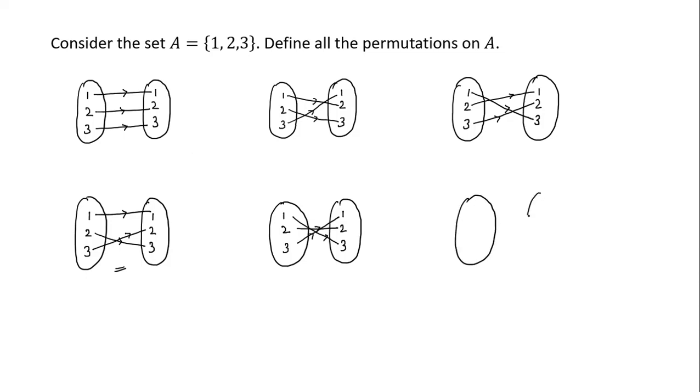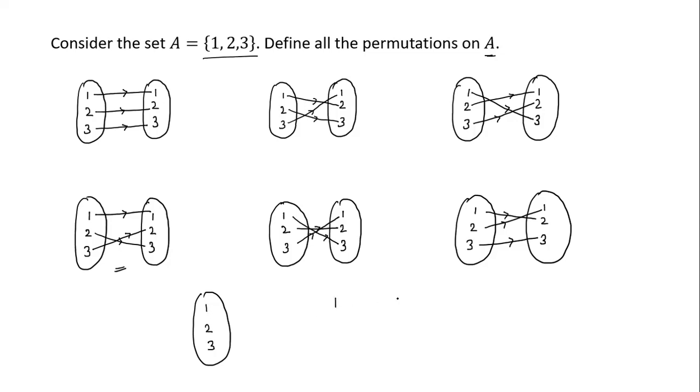And now let me try to draw another permutation. 1, 2, 3, 1, 2, 3. Now I can keep 3 fixed and map 1 to 2 and 2 to 1. So this is how I have drawn 6 permutations on set A, and now we have to just be sure that there is no other possible permutation on this set A = {1, 2, 3}. So for that, this was our 1, 2, 3.